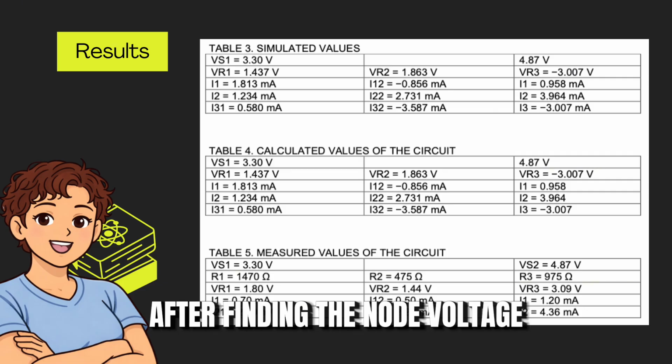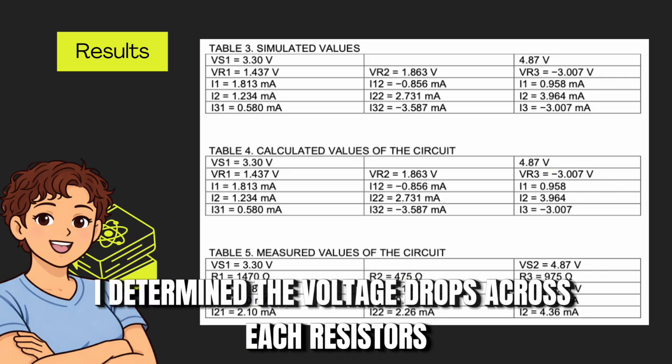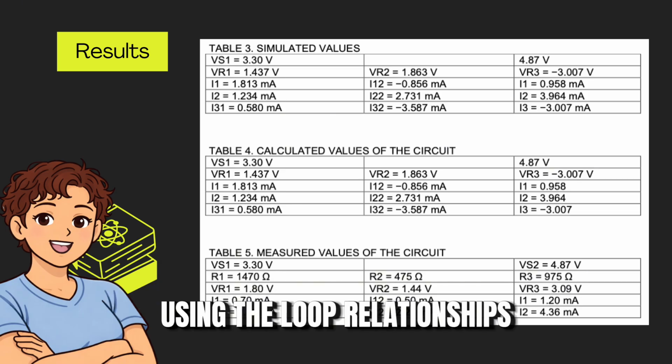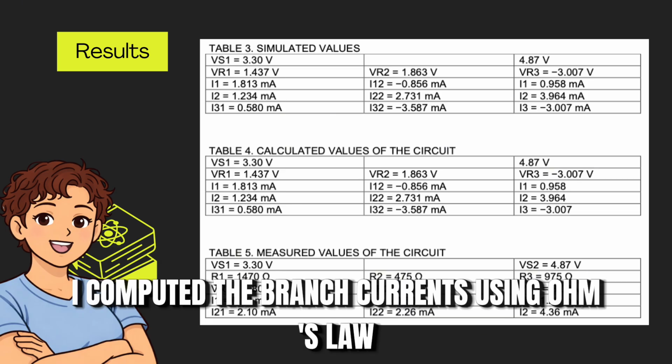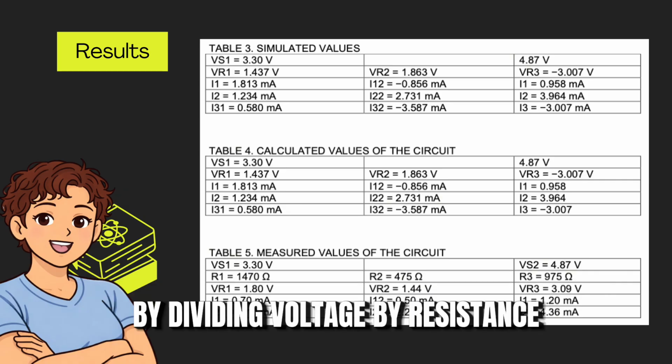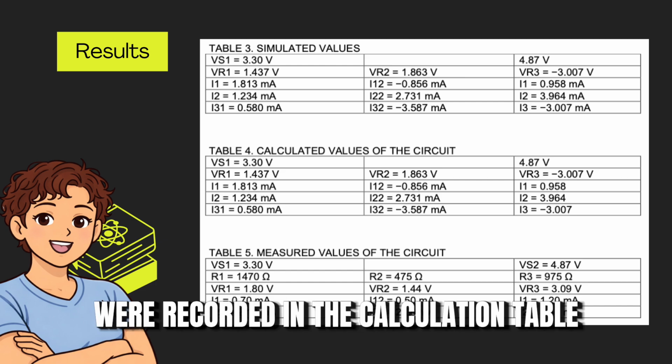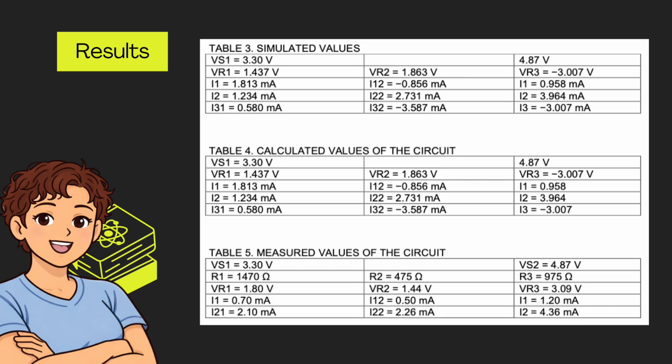After finding the node voltage, I determined the voltage drops across each resistor using the loop relationships, and then I computed the branch currents using Ohm's law by dividing voltage by resistance. The calculated results were recorded in the calculation table.